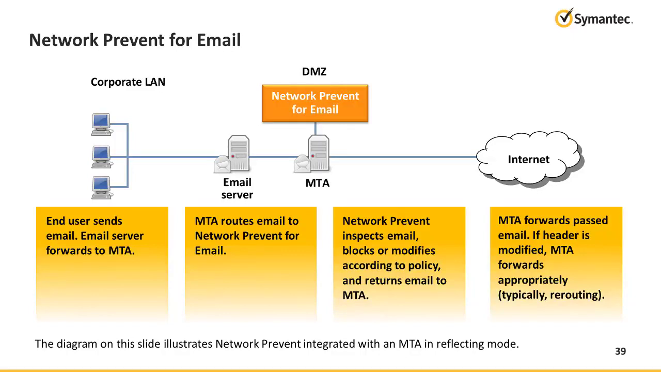This figure depicts an architecture in which the Network Prevent for email server is operating in reflecting mode, which means it returns inspected emails to the same MTA from which it received them. It is also possible to run it in forwarding mode, in which the Network Prevent for email server forwards inspected emails to a downstream MTA, different from the upstream MTA from which it received the emails originally.